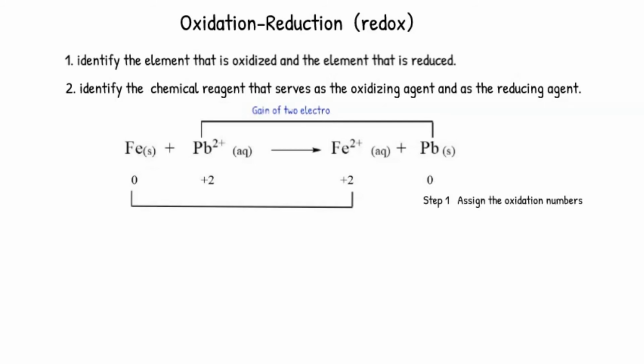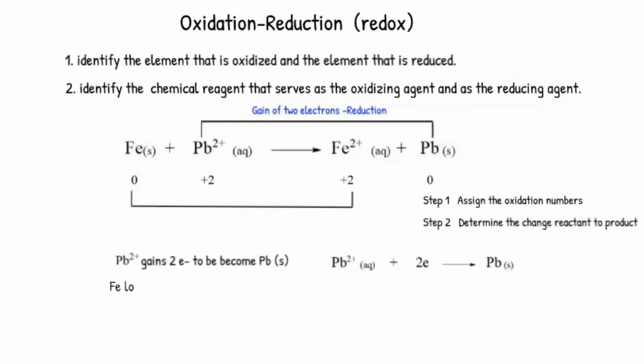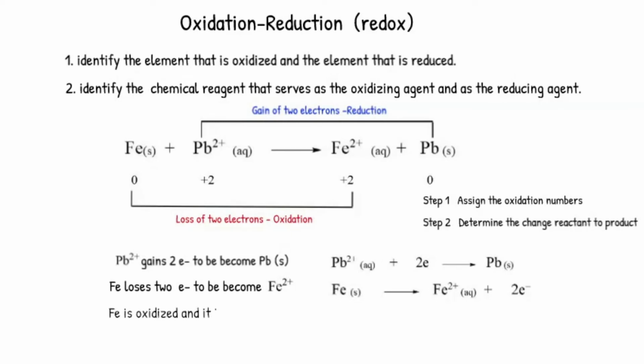Pb2+ gains 2 electrons to become Pb solid. The half reaction is shown here. Iron loses 2 electrons to become iron 2+, and its half reaction is also shown here. Iron going from iron to iron 2+ loses 2 electrons. So iron is oxidized and it's the reducing agent. Lead 2+ is reduced and is the oxidizing agent.